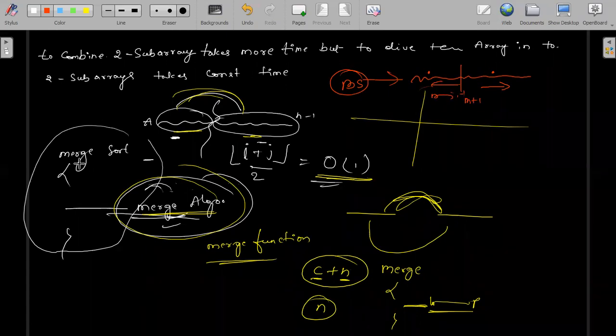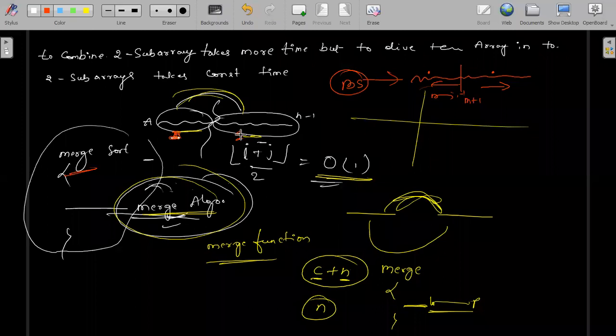But when it comes to the merge algorithm or merge sort, there is an algorithm, the merge algorithm. Inside the merge sort there will be an algorithm, so that using that algorithm I am going to sort two subarrays.